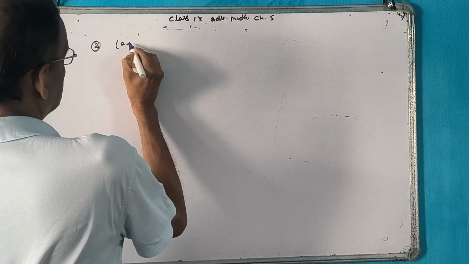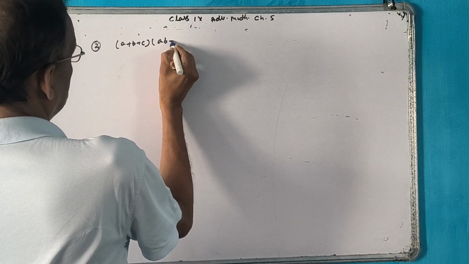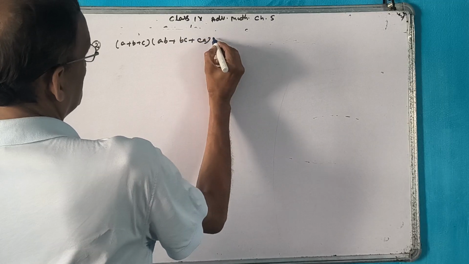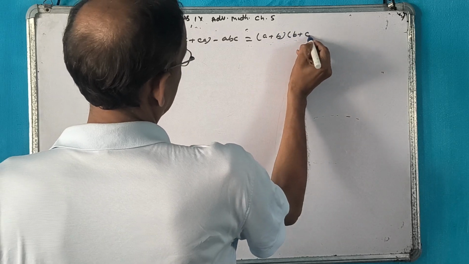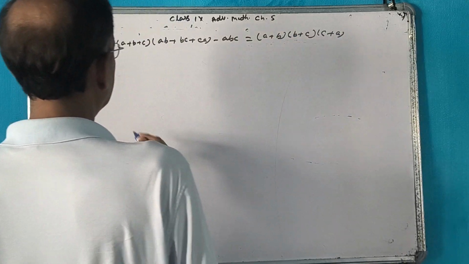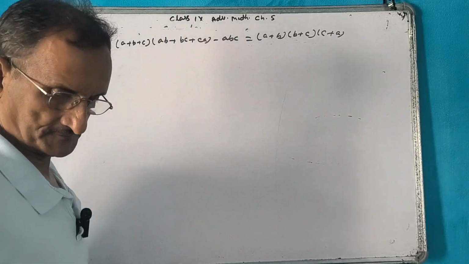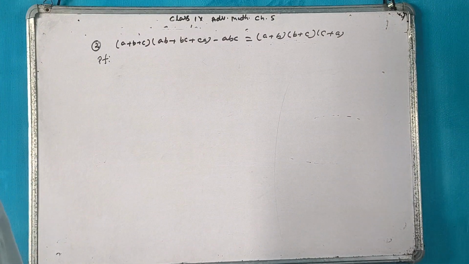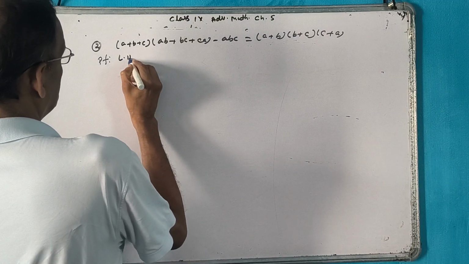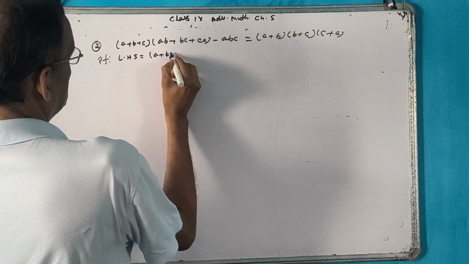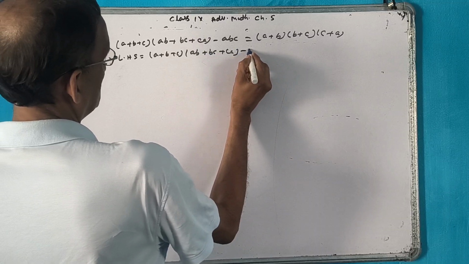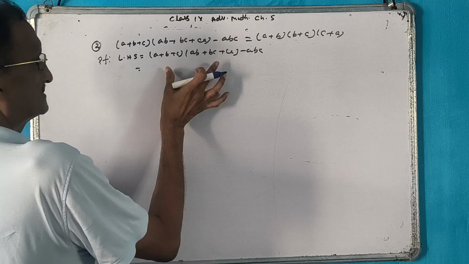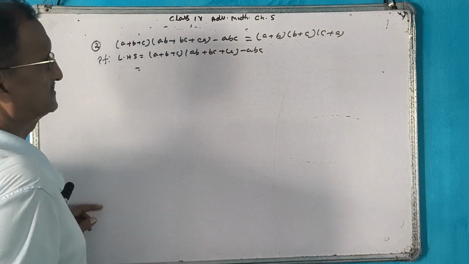So next is (a plus b plus c) into (ab plus bc plus ca) minus abc is equal to (a plus b) into (b plus c) into (c plus a). This also we need to prove. So take the left hand side. Left hand side equals (a plus b plus c) into (ab plus bc plus ca) minus abc. So we need to multiply.